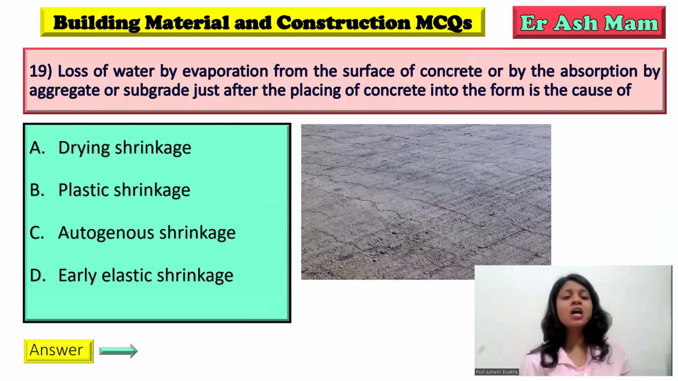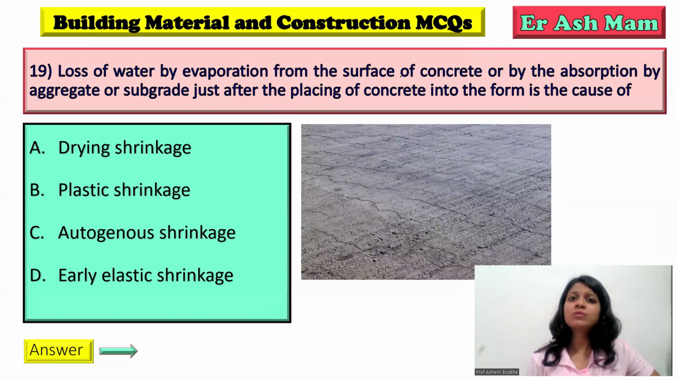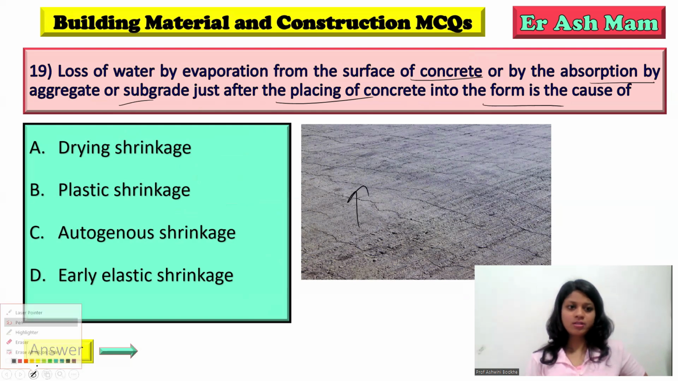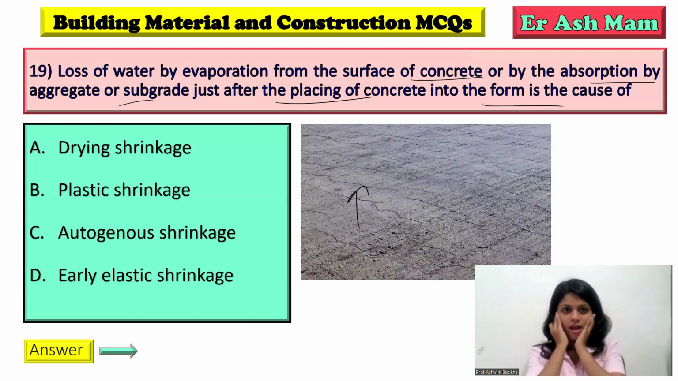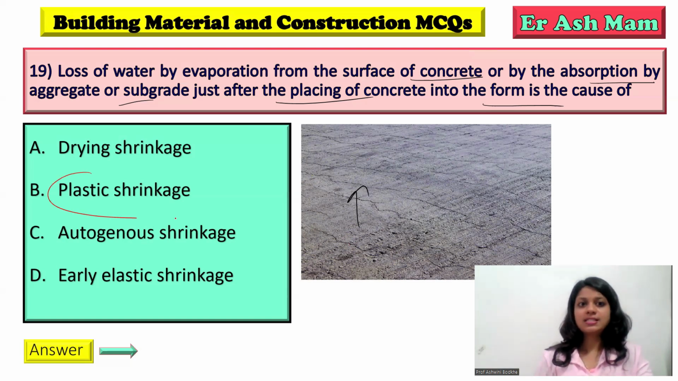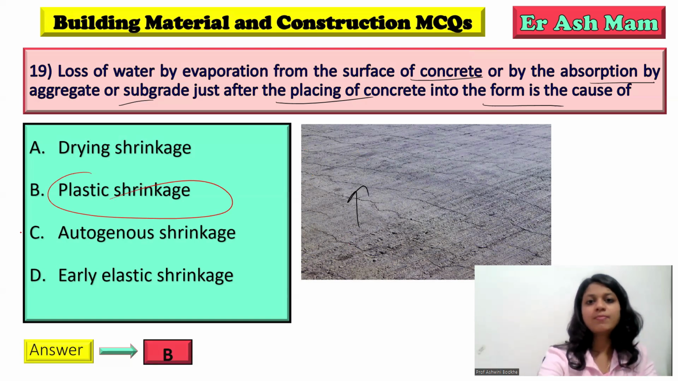The answer is A. Loss of water by evaporation from the surface of concrete or by the absorption by aggregate or subgrade just after placing of concrete into form is the cause of loss of water by evaporation. Okay, if water evaporates from inside this concrete, then it's called plastic shrinkage. Okay, the answer is B.